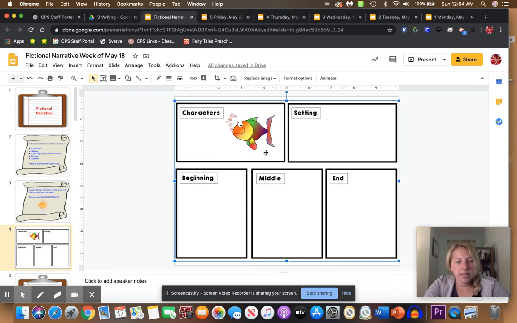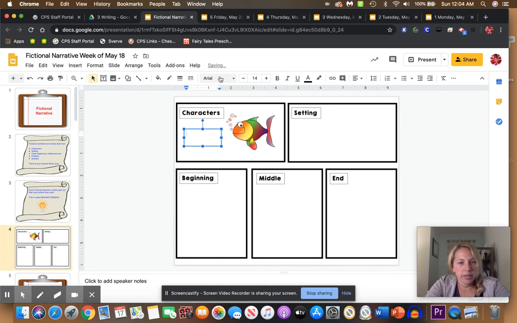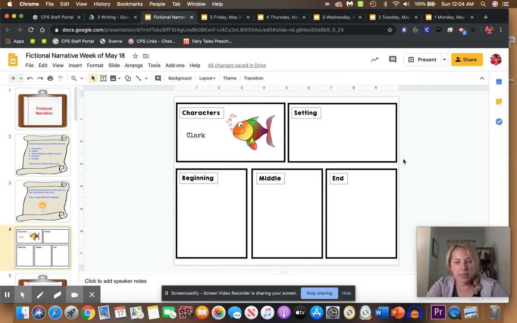So this is my fish, and let's see, I'm gonna give him a name. We're gonna call him Clark. What do you think about that name? Clark the fish. That's quite the name.